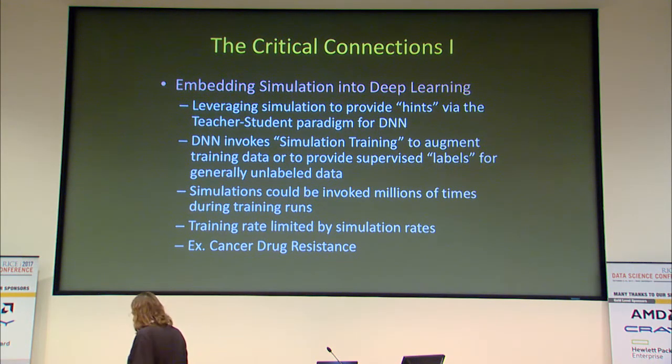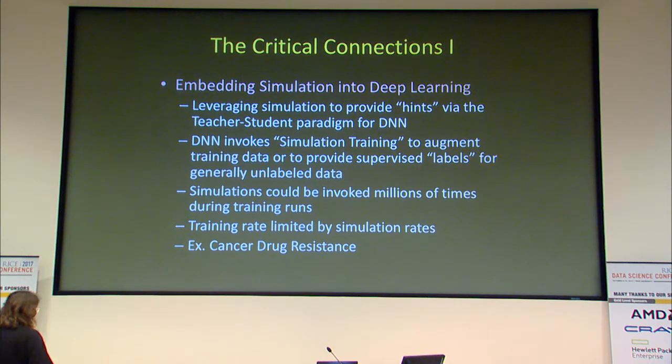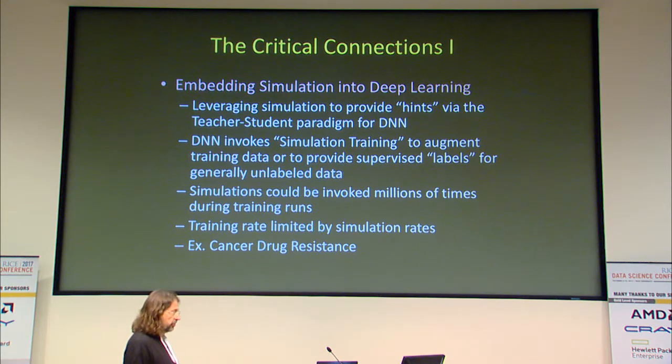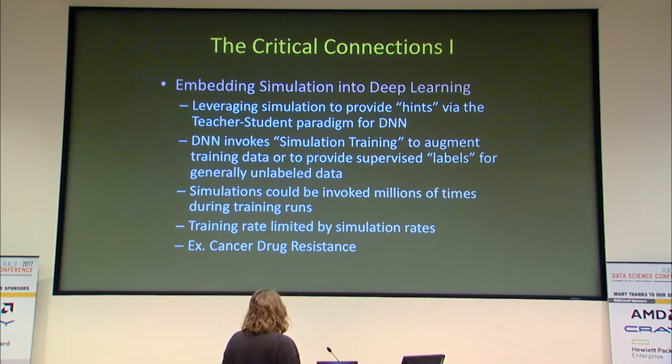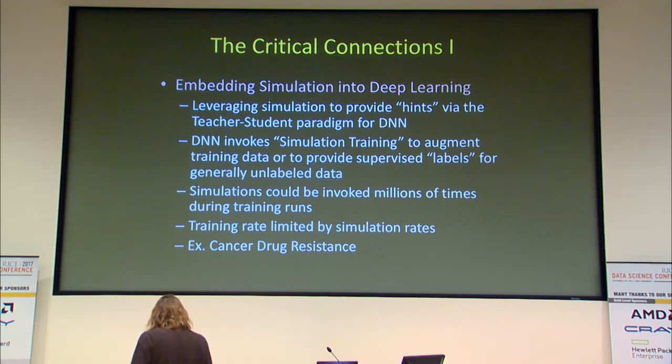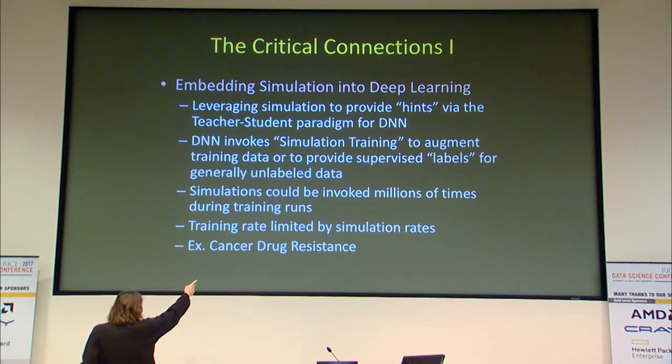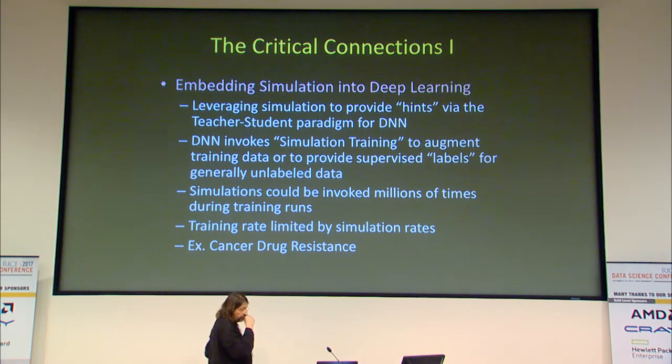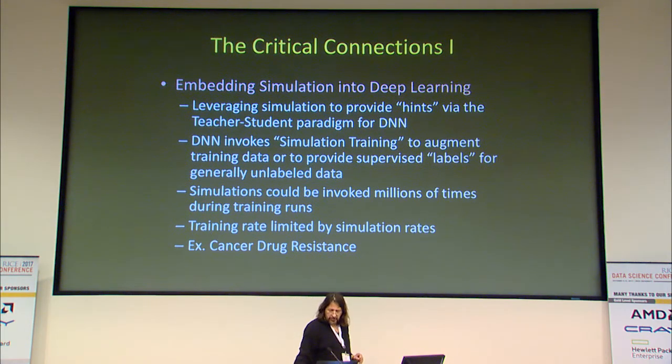And of course, the simulation doesn't care if the deep learning is asking it often to answer these things, so it could be invoked millions of times. And depending on how we tune this, the ability for the deep learning to actually converge or to learn could, in some sense, be rate limited by the simulation. An example of this case is this cancer drug resistance example that I'll talk about in a second. So this is one model.